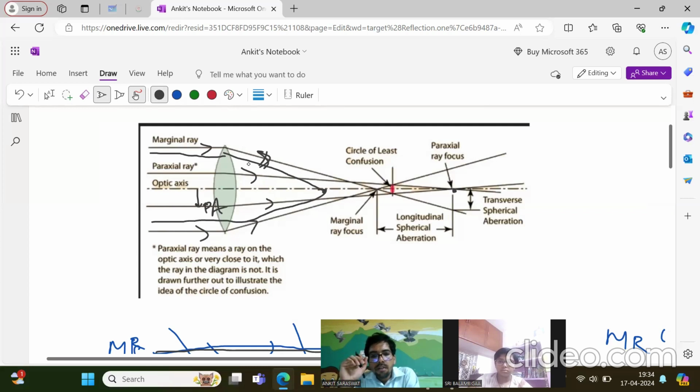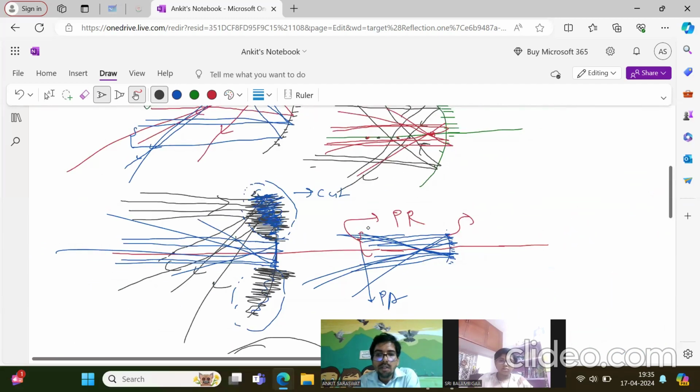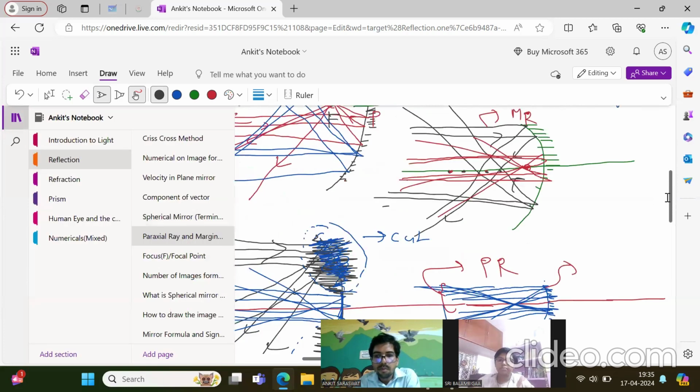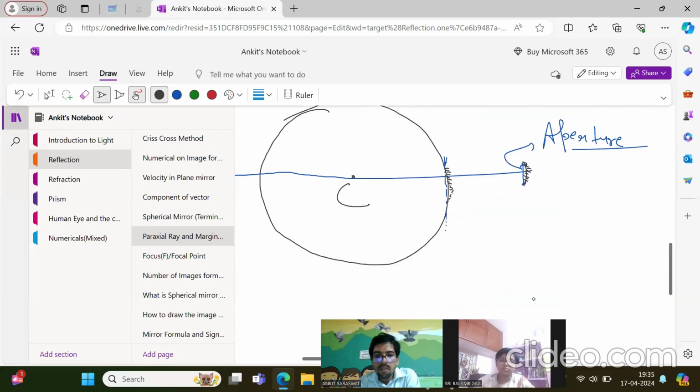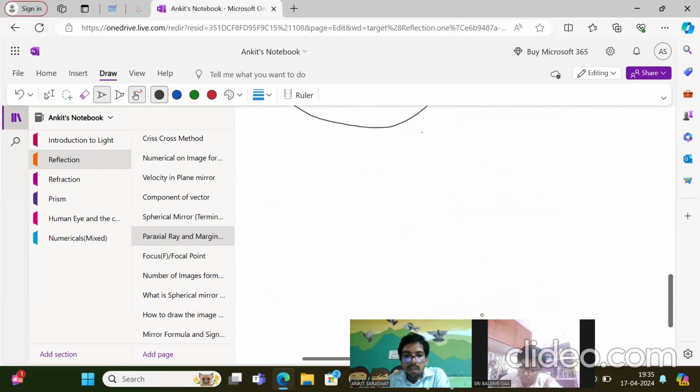Any doubt up to this point? So whenever I am deriving any formula or writing any derivation, it will always be valid for small aperture. So I'm writing here: small aperture. We will understand only for small aperture. This is a very important thing which I just explained.